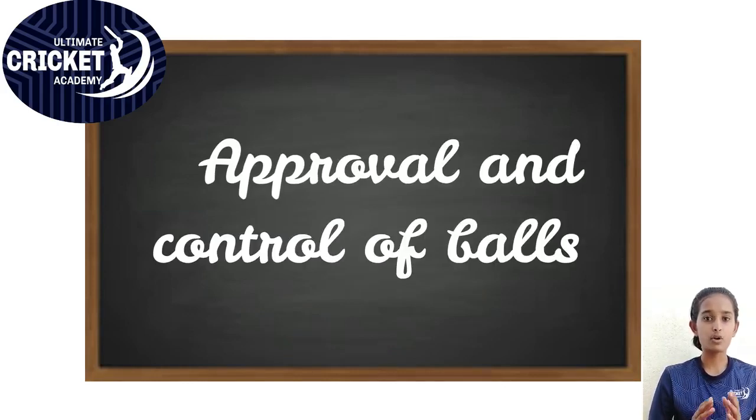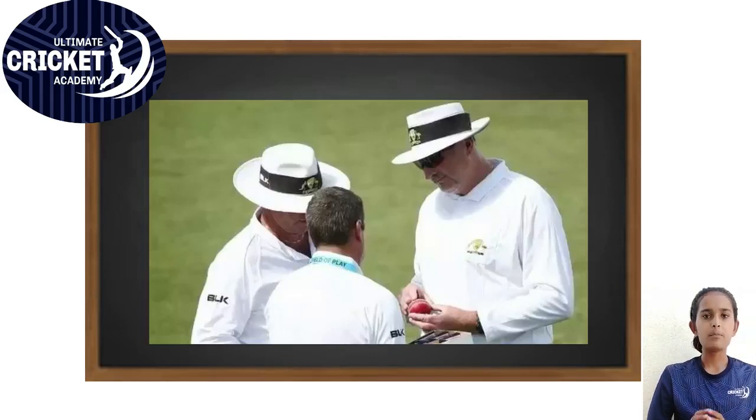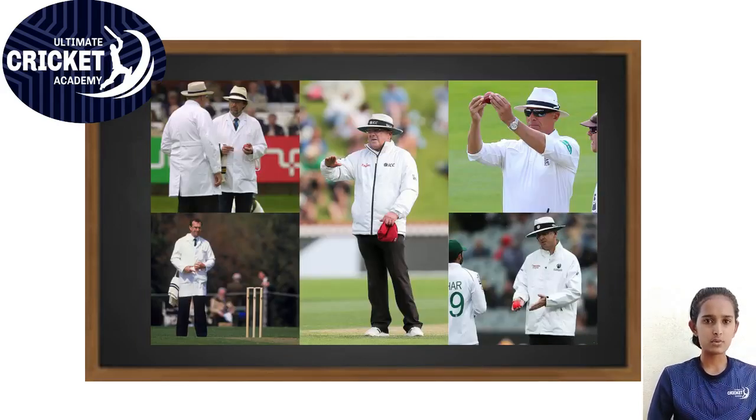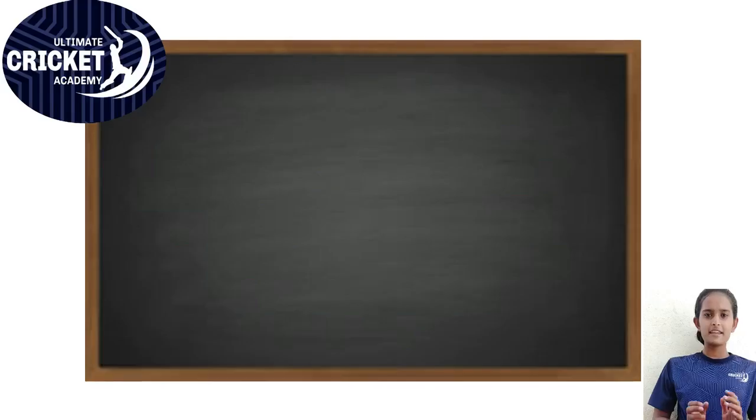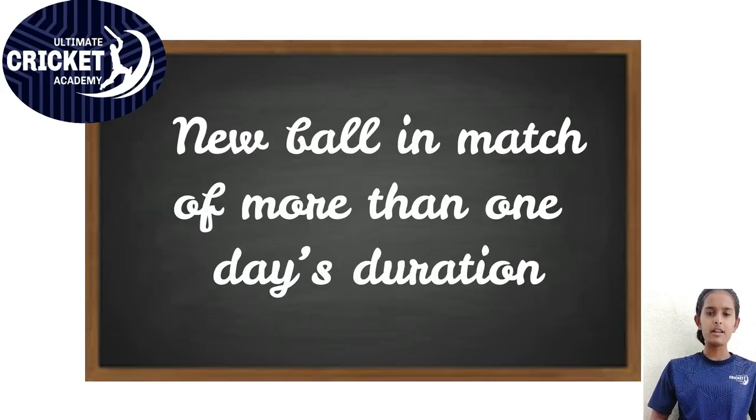The umpires have a dominant control over the ball before and throughout the match. The umpires shall take possession of the ball in use at the fall of each wicket, at the start of any interval, and at any interruption of play. Either captain may demand a new ball at the start of each innings in a test match.